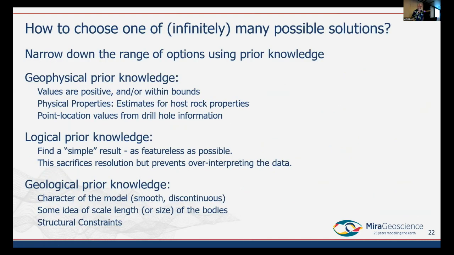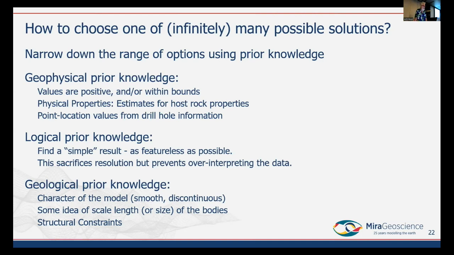So there are ways of deciding between all these infinite numbers of possible solutions or models that we might have. One very effective technique is to narrow down the range of options using prior knowledge. So there's geophysical prior knowledge. We know, for instance, that conductivity has to be positive, or from petrophysical data that a certain unit has certain bounds on its physical properties. We might know that particular geological horizons have been intersected in a particular location by drill holes, and they have to be there. They can't be somewhere else. They have to be where they're intersected by the drill hole.